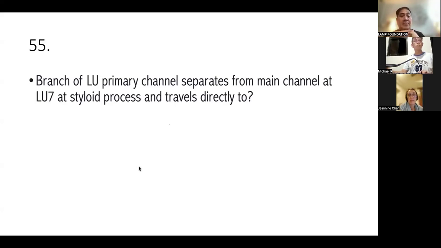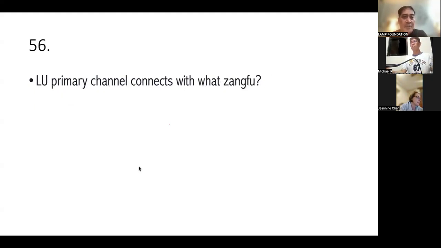The branch of the lung primary channel separates from the main channel at Lung 7 at the styloid process and travels directly to where? The radial side of the tip of the index finger, to the large intestine channel. LI1. Very good. The lung primary channel connects with what Zang Fu? Three organs: the stomach, large intestine, and the lungs.